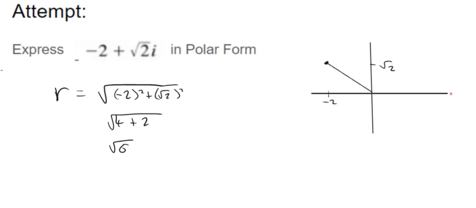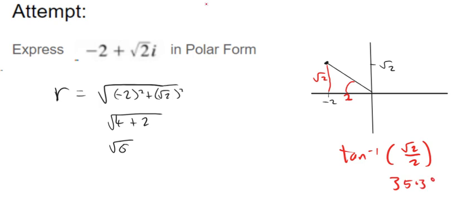And again, I'm going to find this red angle here. So the height is going to be root 2, and the distance from here to here is 2, because I have to go across to -2. So I'm going to do tan inverse of opposite over adjacent, so root 2 over 2. Now for this one, it's not working out nicely on the calculator, so it gives me 35.3. That's in degrees. So I put that in there.